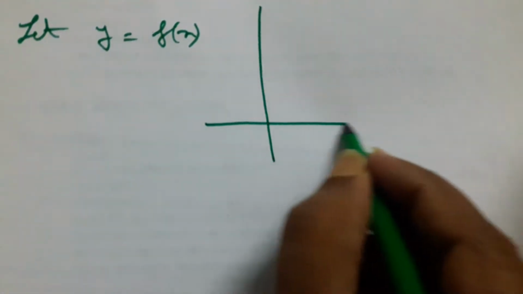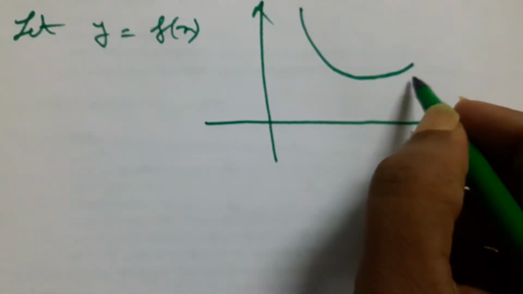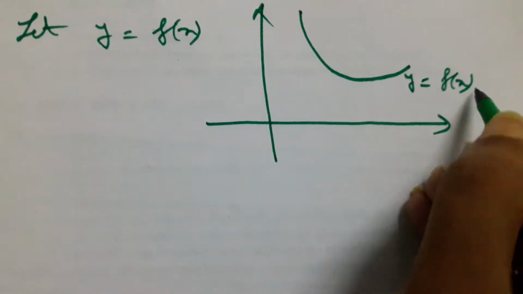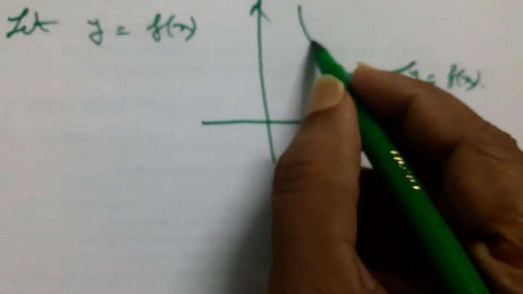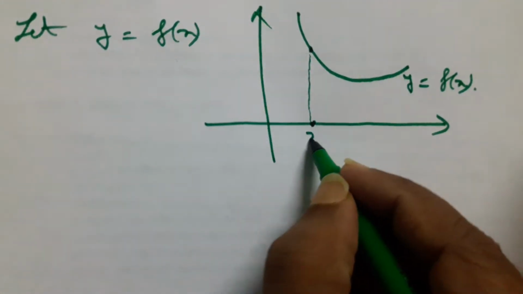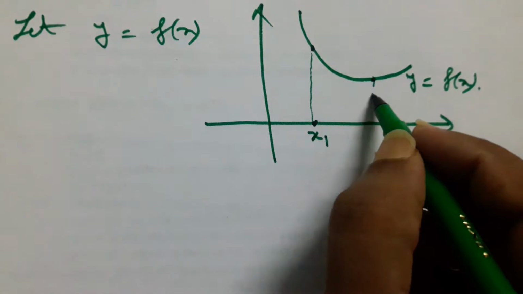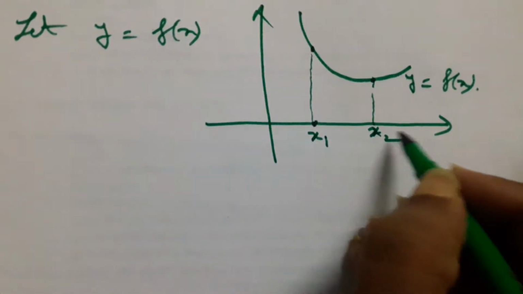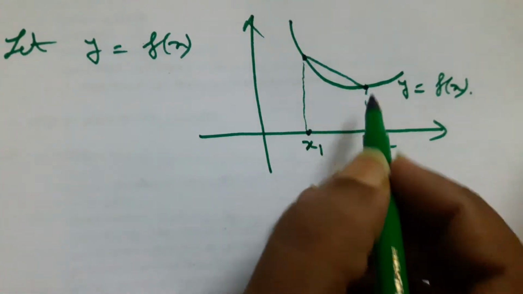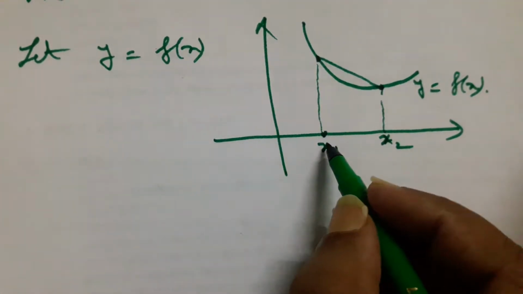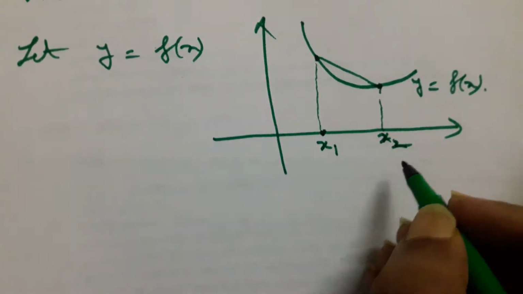and we consider the graph of y equals f(x) in this way. Here is a point, suppose it is x1, and another point x2, and if we join these, what is the meaning of the derivative?